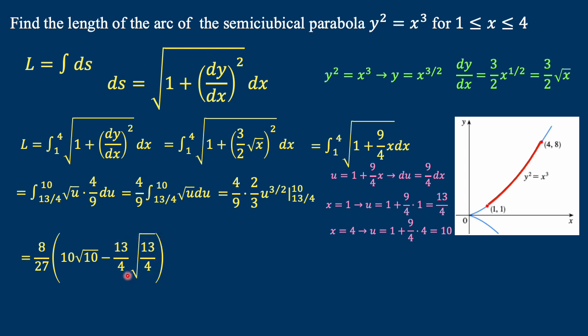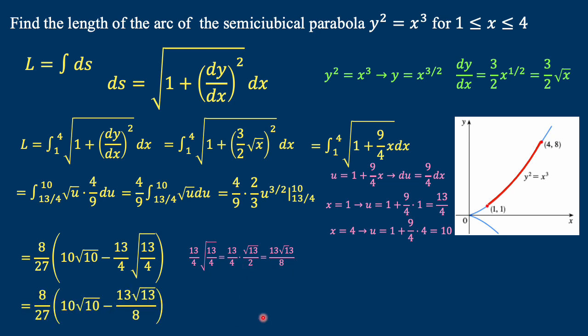So we want to simplify 13/4 square root of 13/4. That's going to be, guys, a separate square root of 2 here, square root of 13 over 2, and 4 times 2 is 8. So now we have 8/27 times (10 square root of 10 minus 13 square root of 13 over 8). Distribute the 8 to both terms, and you have 1/27 times (8 square root of 10 minus 13 square root of 13).